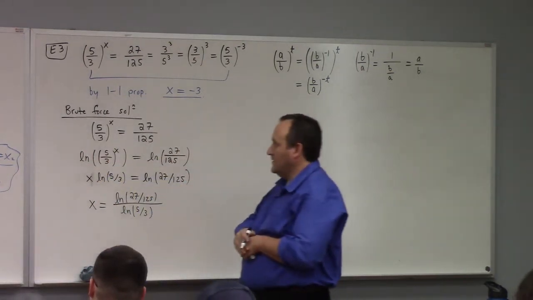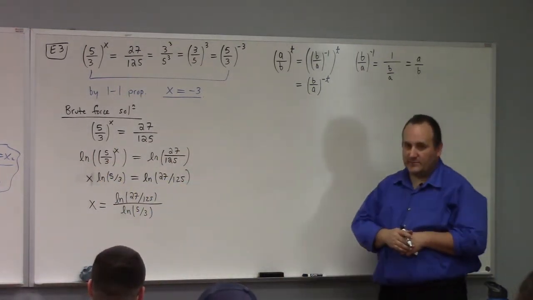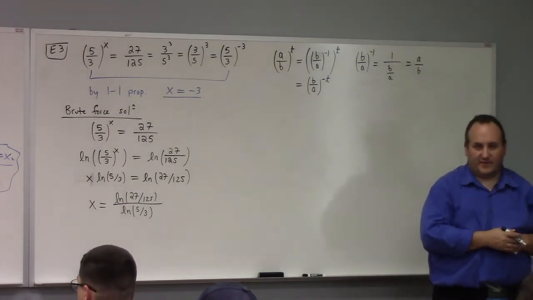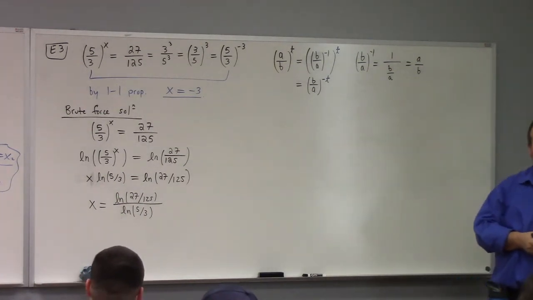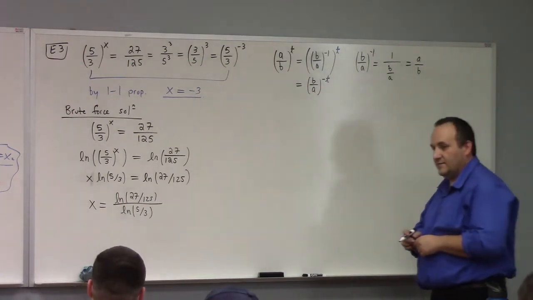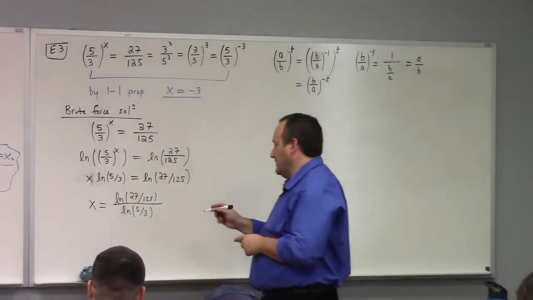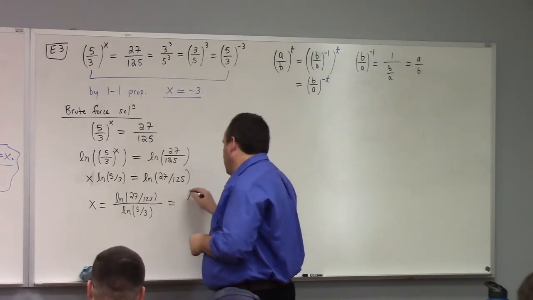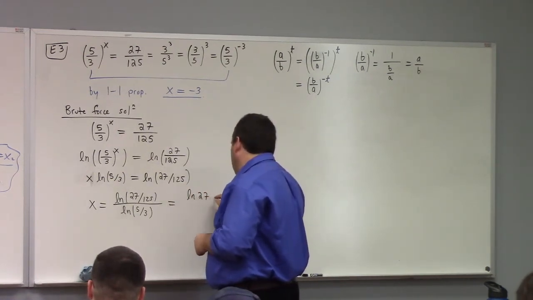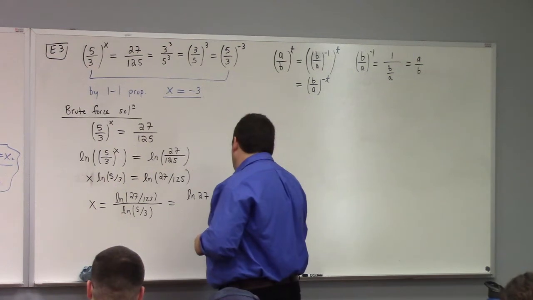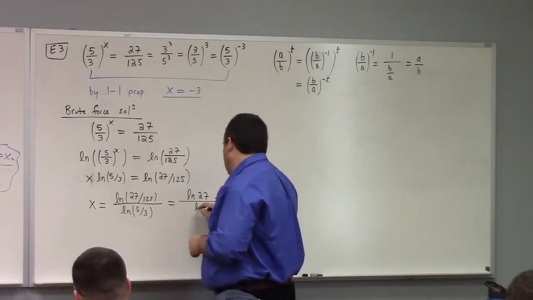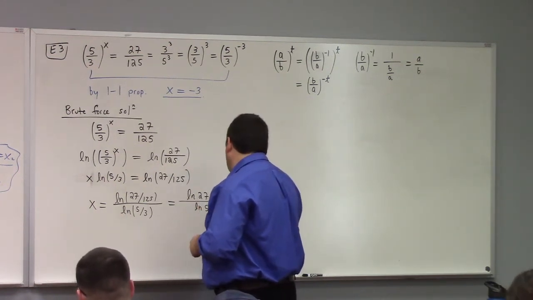Now, if your annoying college algebra teacher tells you something like simplify your answer, you've got work to do here, but it's simple enough work. You can be systematic and kind of unravel these things one piece at a time. See, because this is the natural log of 27 minus the natural log of 125, divided by the natural log of 5 minus the natural log of 3.